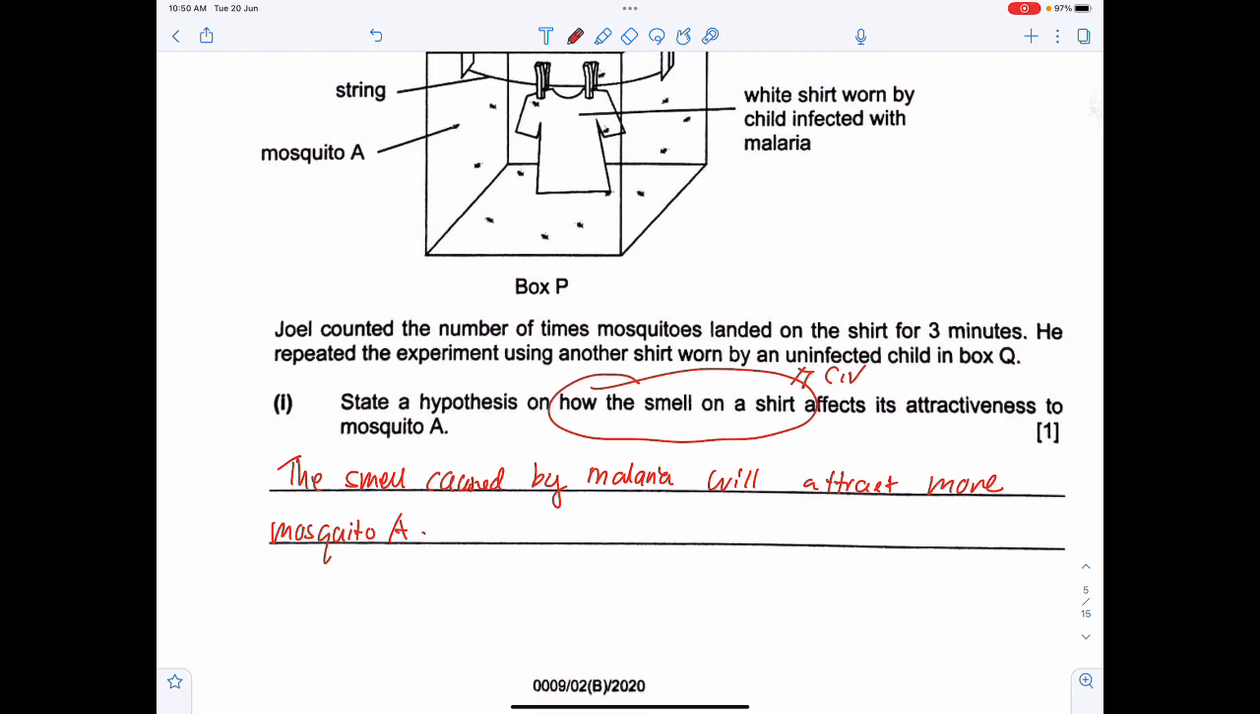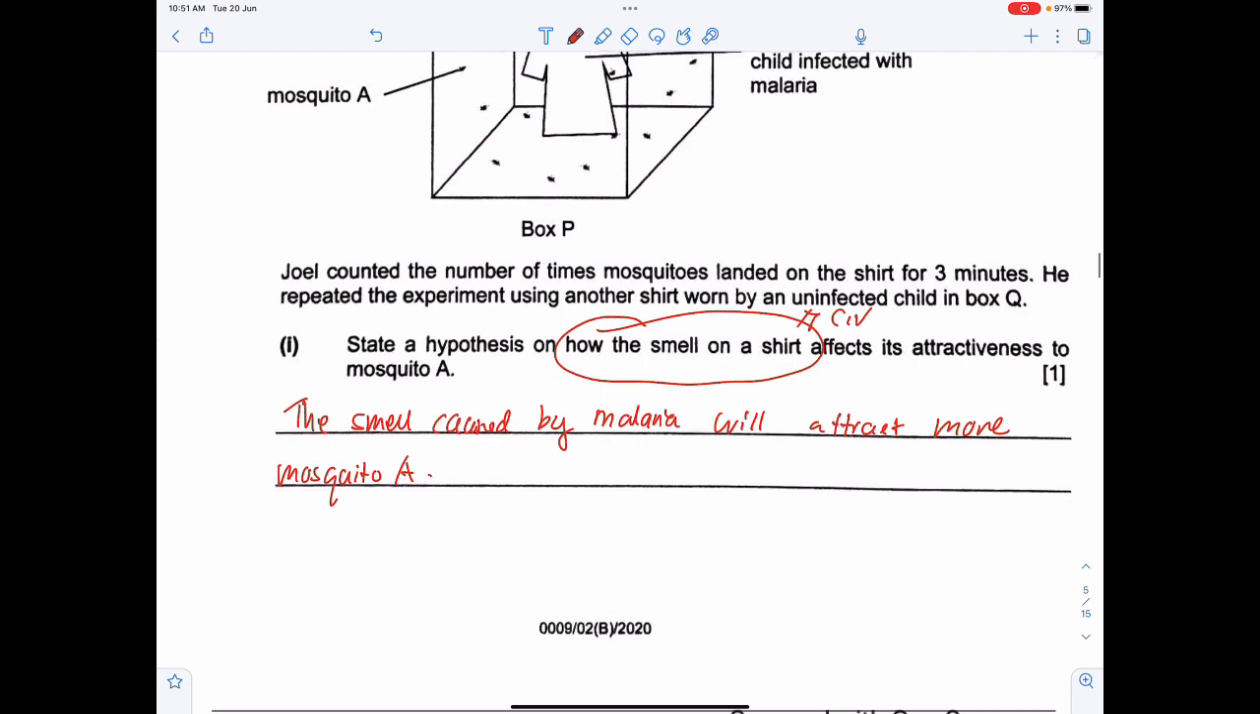Remember, in a hypothesis, you can actually have the other one, right? The smell caused by malaria will not cause it to attract more mosquito A. Either of which is correct, because this is forming a hypothesis. That's about it. No right, no wrong. And then you test to see whether your hypothesis is true or false.